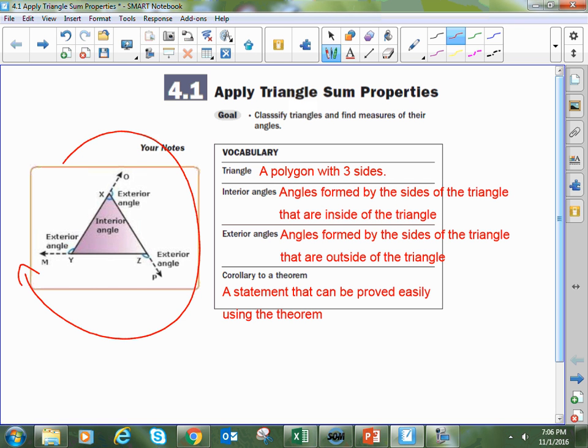So the new one that we have here is a corollary. A corollary is simply an extension. It's just a statement that's easily proven using a theorem that it's talking about.